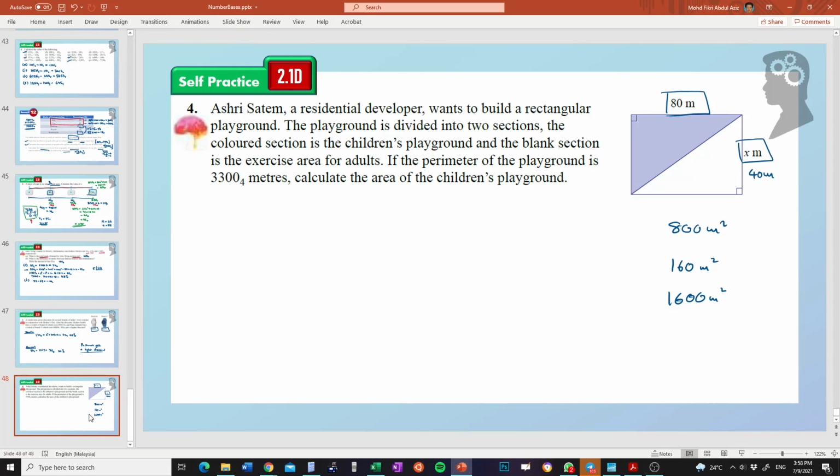Ada cikgu. Aimi dapat berapa? Saya dapat 1,006. Sorry, saya tengah kira. Okay, teruskan. Ya. X ni betul lah 40 meter. And X is 40 meter. So the total, ya. Dapat 1,600. Okay, memang 1,600. Ya. Saya kira 80 darab 40 bagi 2 lah. Jadi 3,200 bagi 2 which is 1,600 meter square.